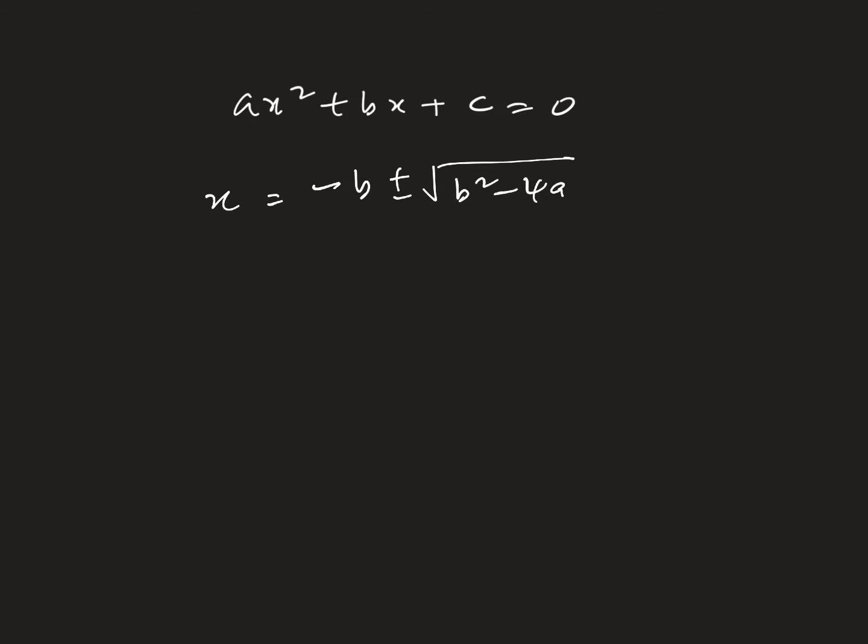Dear student, in this lesson we're going to learn about the type of roots of quadratic equations. We know that the quadratic formula for a quadratic equation, ax squared plus bx plus c equal to 0, is given as negative b plus or minus the square root of b squared minus 4ac, divided by 2a. And this b squared minus 4ac we call the discriminant.